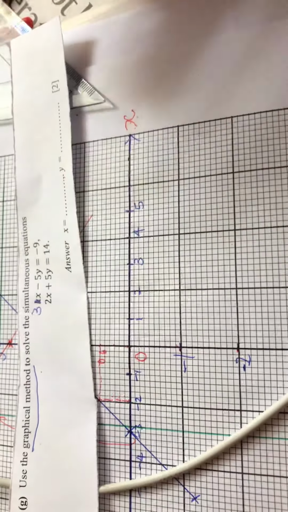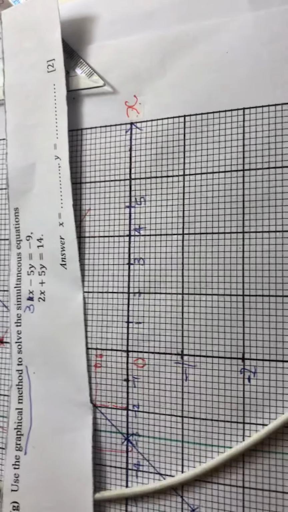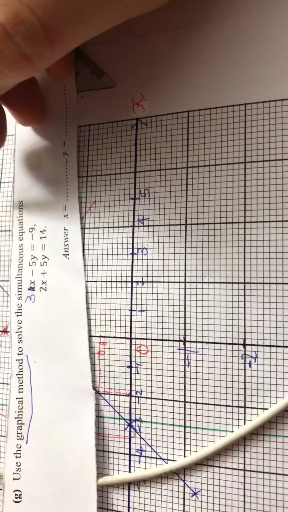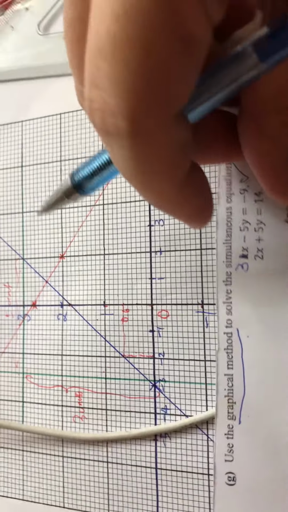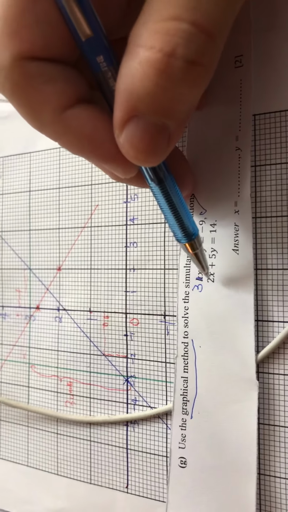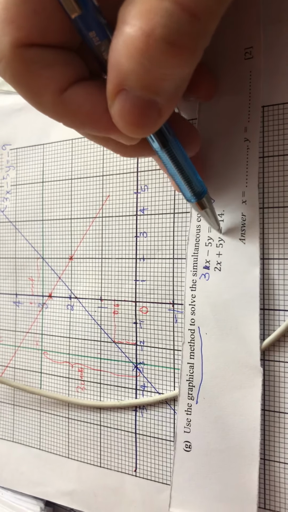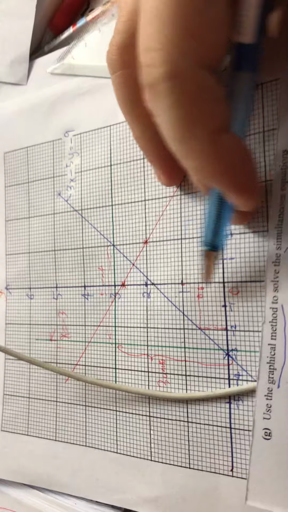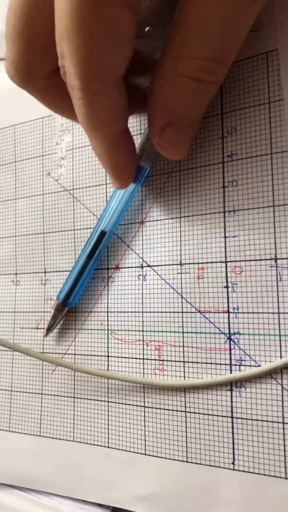Alright, now how do you use the graph? You have already drawn this line. This line is the blue line here. Okay? What I need to do now is to draw this other line, 2x plus 5y equals 14. Actually, I've drawn it already. It's this red line here.